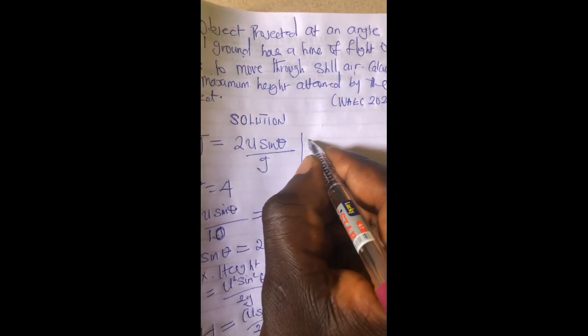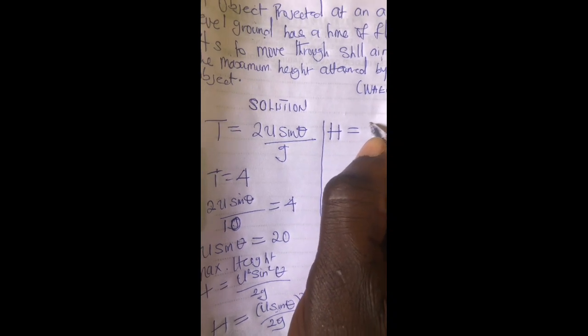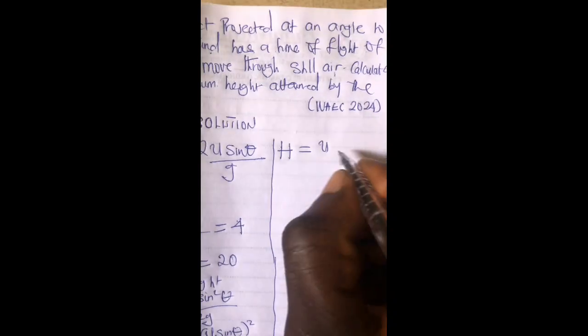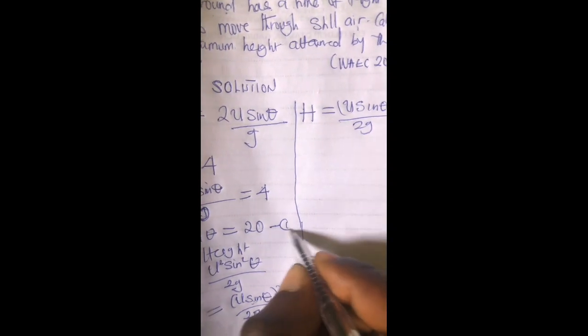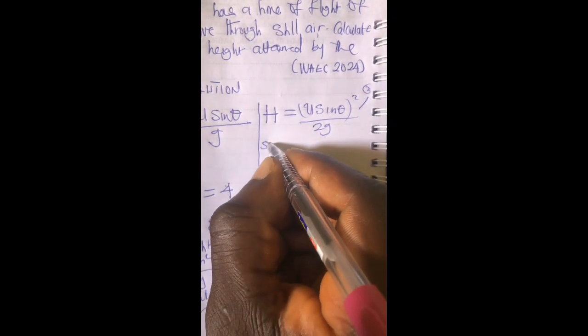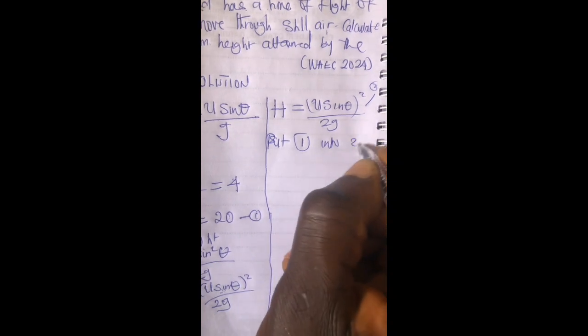Now substituting this into this equation, putting all of this into this, we are going to be having h equal to u sine theta all squared all over 2g. Substituting equation 1 into equation 2, we are going to be having h, and from here u sine theta is 20.